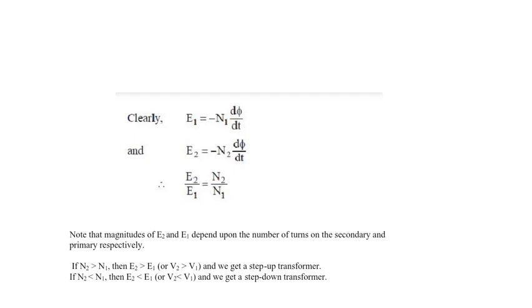We know from Faraday's law of induction that E1, the electromotive force in the primary coil, is equal to minus N1 dφ/dt. N1 is the number of turns and φ is the flux; dφ is the flux change with time. Similarly, E2 can be written as minus N2 dφ/dt. If you divide these two, since dφ/dt is the same, you will get E2 upon E1 is equal to N2 over N1.